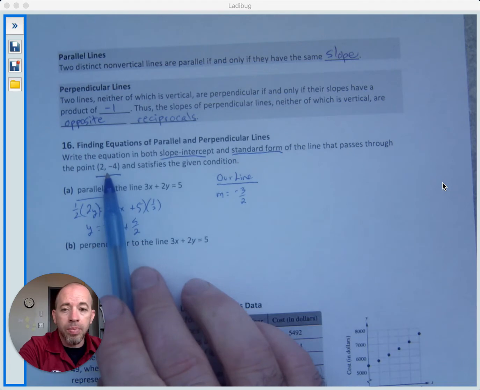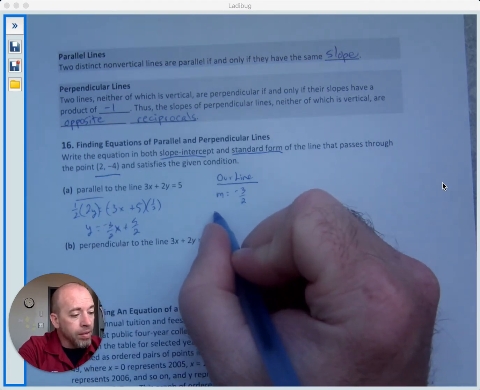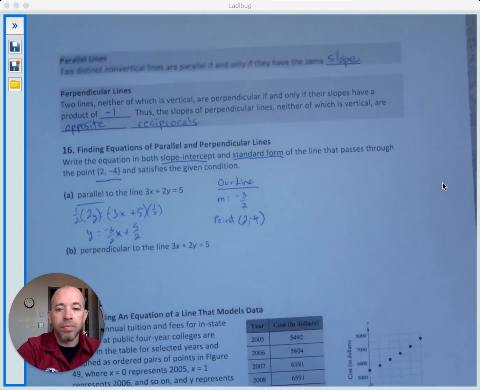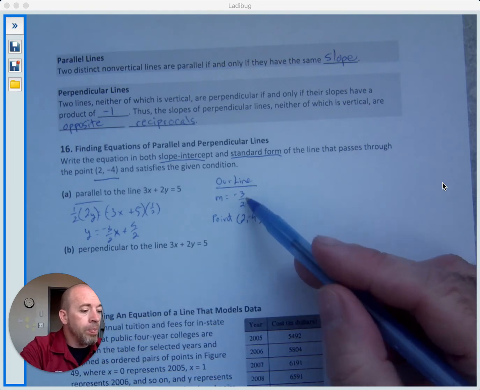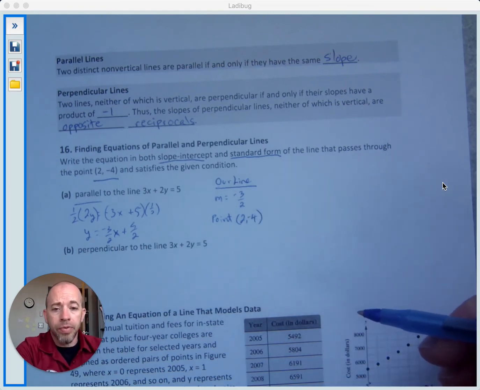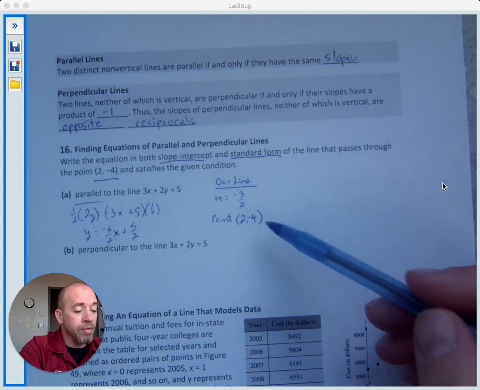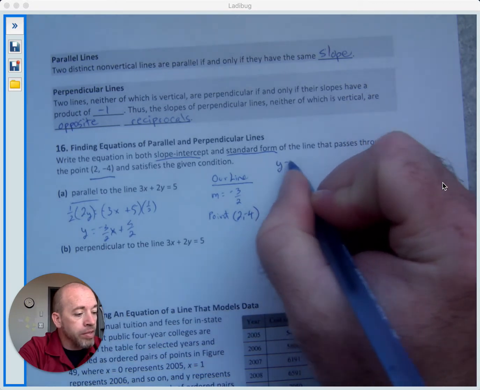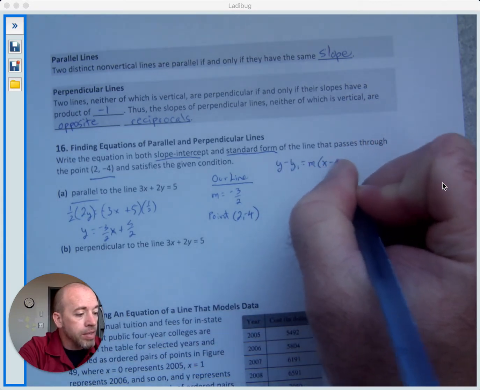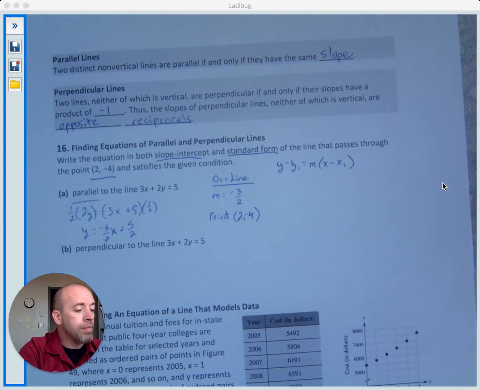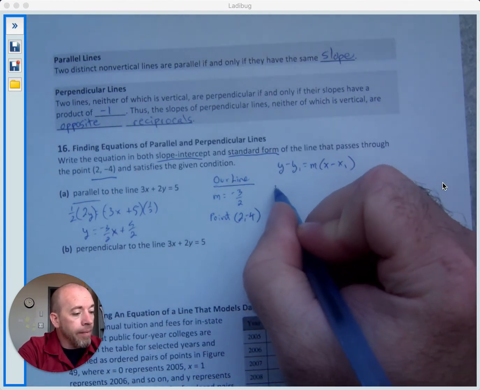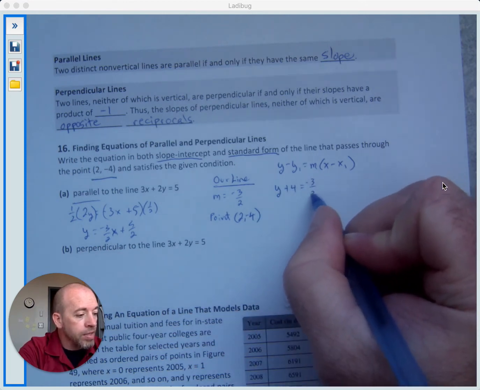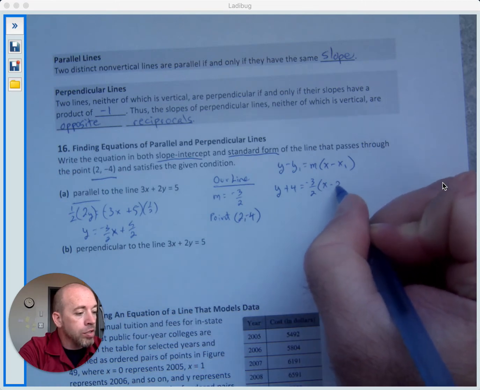And we know it goes through this point, 2, -4. So if we know the slope, and we know a point that it goes through, we can start with point-slope form. Point-slope form is useful when we have a point and a slope, right? Point-slope form, just to remind you, is y minus y1 equals m times x minus x1. So let's start there. We have y minus -4, which is y plus 4, equals our slope, -3/2, times x minus 2. That's our point.